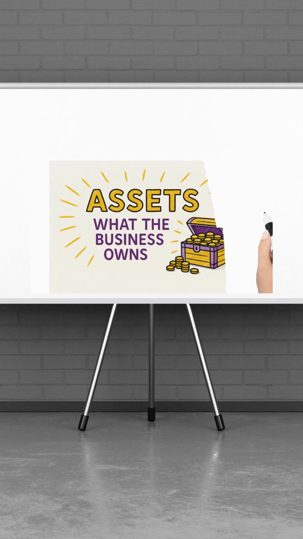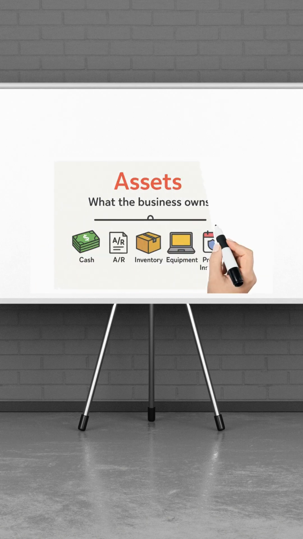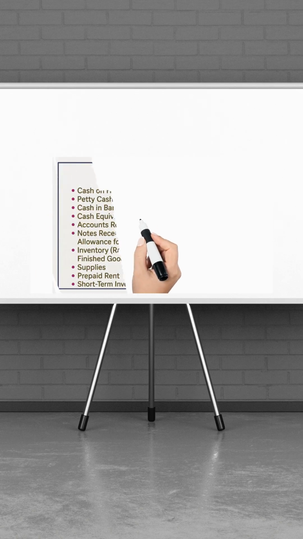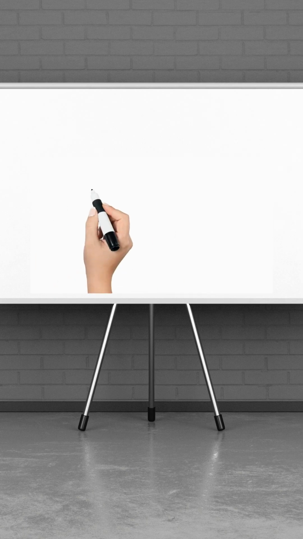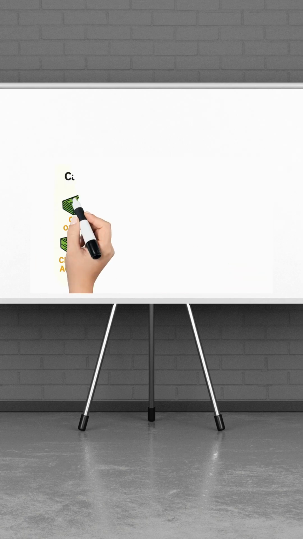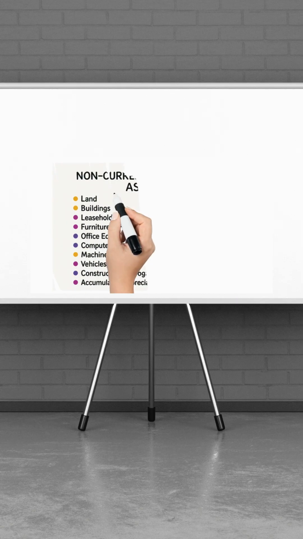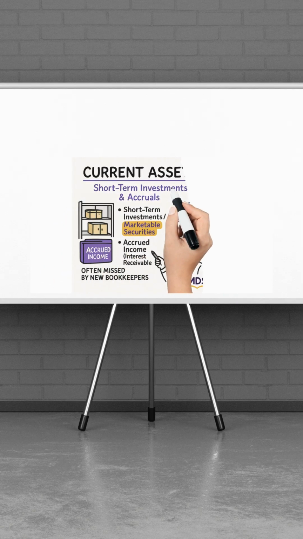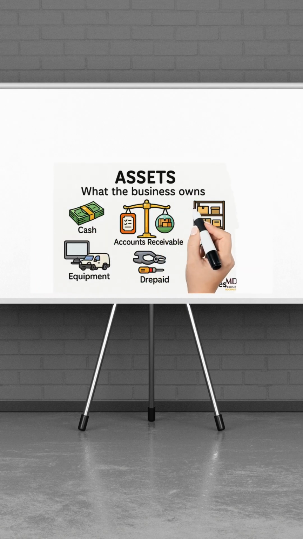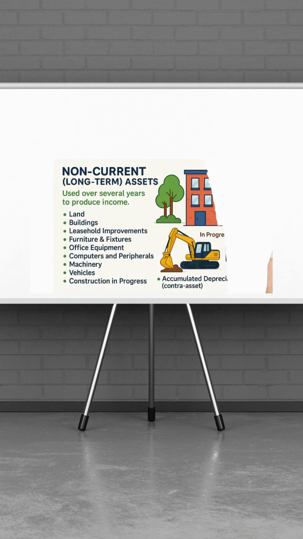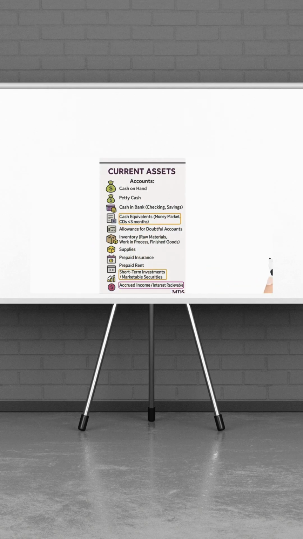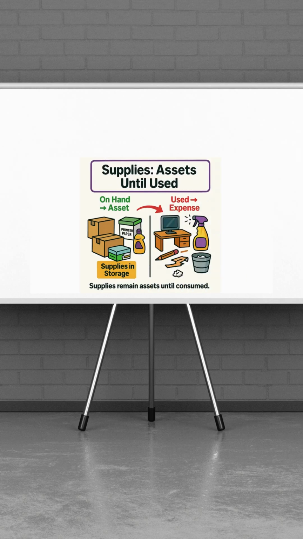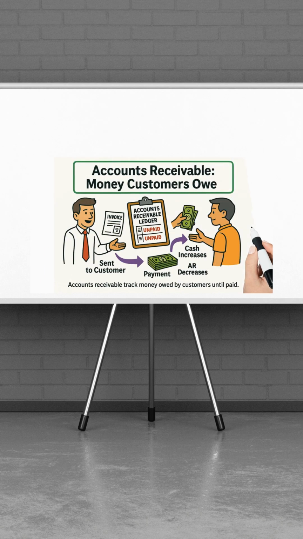Let's break it down piece by piece. First up, assets. Think of assets as everything your business owns or controls that will bring it a future economic benefit. This includes the cash in your bank account, the money your customers owe you, known as accounts receivable, your inventory waiting to be sold, the equipment you use to get the job done, and even prepaid expenses like insurance. When your assets increase, it means your business has gained more resources. When they decrease, it means you've used or sold some of those resources.